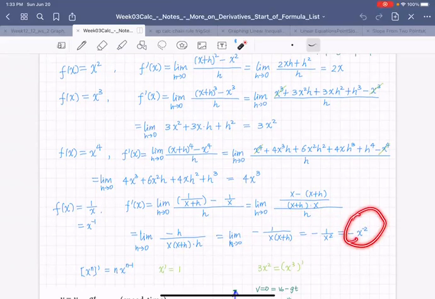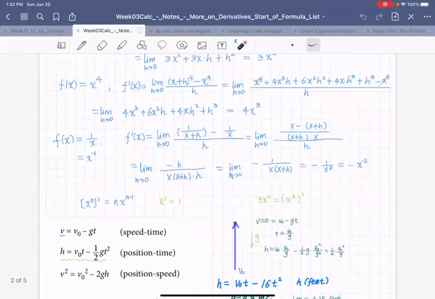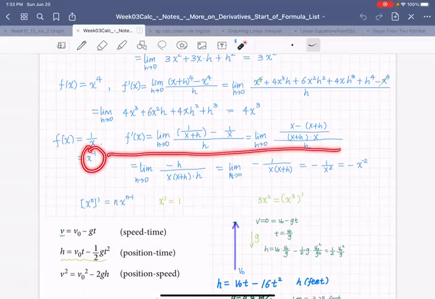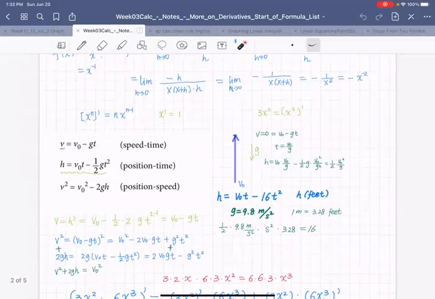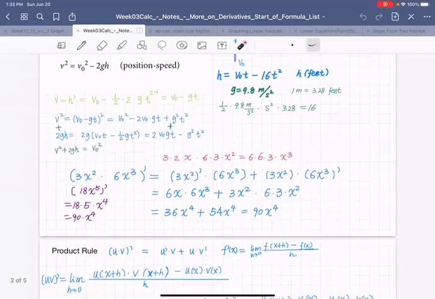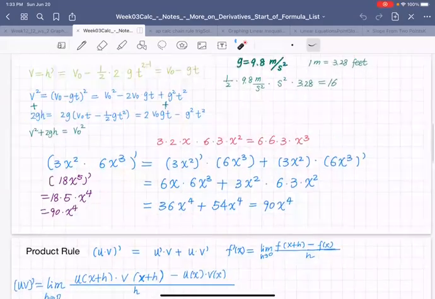This becomes negative x to the power of negative 2. So this, again, still follows the same formula for the power rule. If you say x to the power negative 1, you do the derivative, which is negative 1 times x to the power negative 1 minus 1, okay? So far, this is easy. Now let's take a look at some question like this.